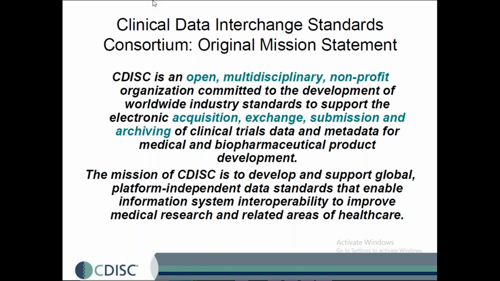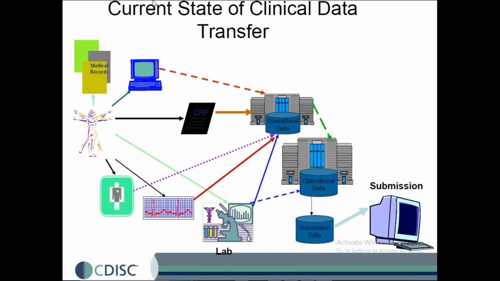Okay, right. So this is how your data is. You see, medical records, this is a system. These are some documents, CRFs. X-ray, ECG, lab, all these things will go to operational data. From here again, this information goes to one more operational data. Lab is going there. And submission data, you see? Whatever data we submit to the regulatory authority is built here. This is a data transfer in clinical trials at the back end.